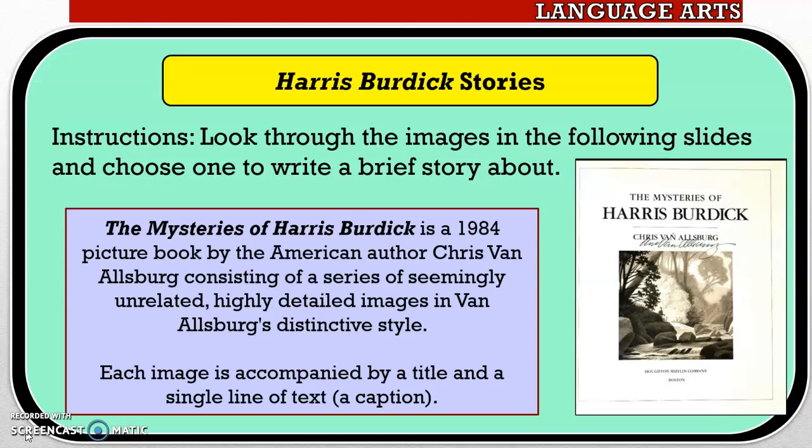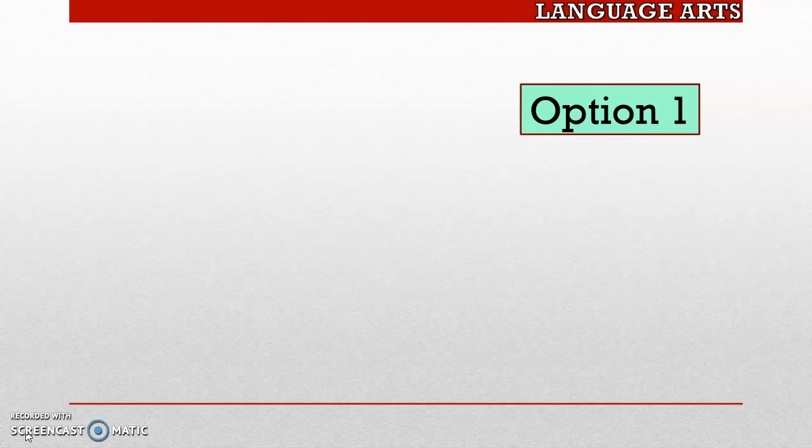Harris Burdick is a 1984 picture book by the American author Chris Van Allsburg. It is a series of seemingly unrelated, highly detailed images using his distinct style. Each image is accompanied by a title and a single line of text, a caption, to give you some ideas.